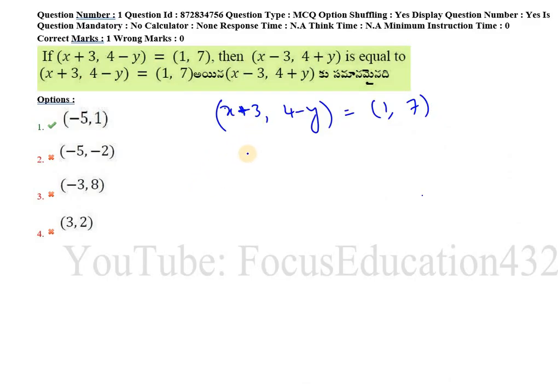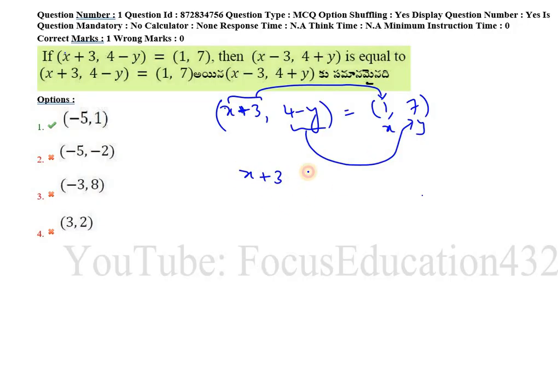Question number 1. If (x plus 3, 4 minus y) is equal to (1, 7), then what is the value of the coordinate (x minus 3, 4 plus y)? So here what we have to observe: x plus 3 is given. This is equal to how much? The first one is x and this is y. And the second one, 4 minus y is equal to how much? 7. So you have to solve accordingly.